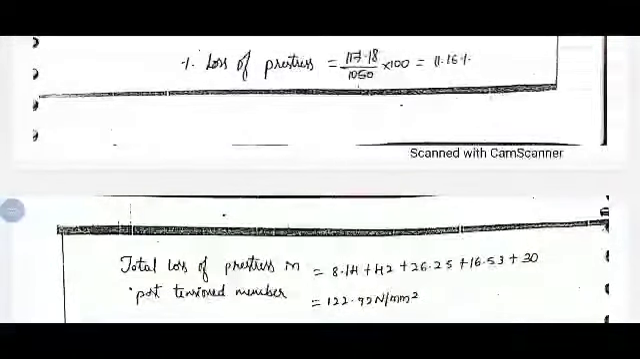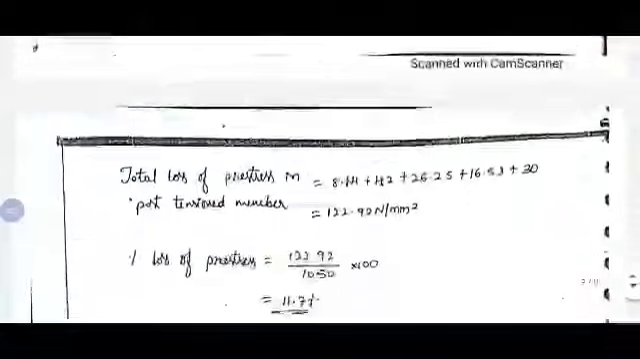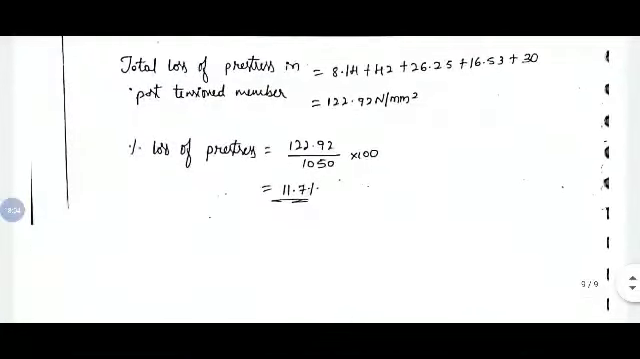Similarly, if you consider post-tension, add all the losses in the last column, that is under post-tension member. Loss due to elastic shortening is 0, loss due to creep is 8.14, due to shrinkage it is 42, due to relaxation of stress it is 26.25, due to friction it is 16.53, and due to anchorage slip it is 30. If you add all, you will get 122.92 Newton per mm square, and if you take the percentage, you will get 11.7%. So this is about today's problem. Thank you.